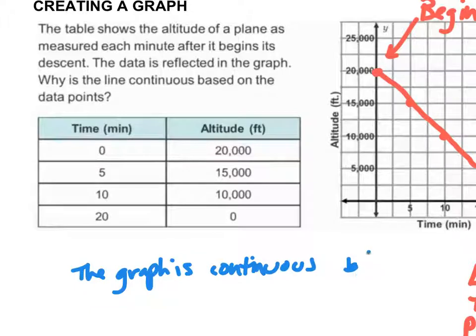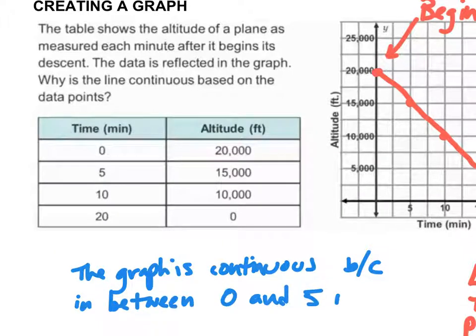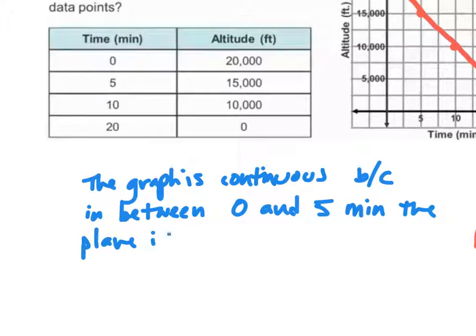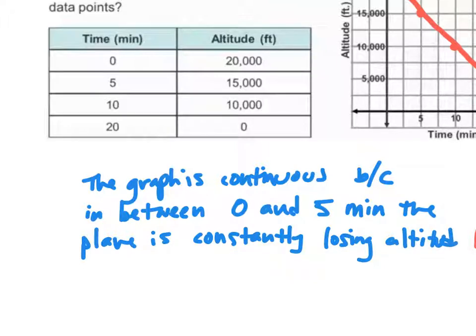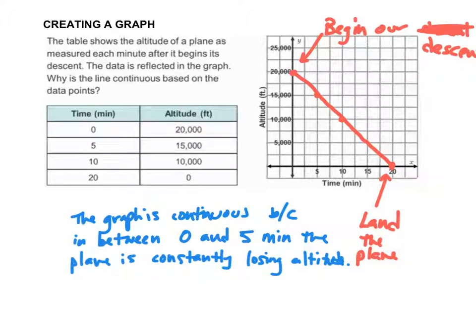because in between 0 and 5 minutes, the plane is constantly losing altitude. When you're in a plane, if our data points are 0 minutes, 20,000 feet, and then 5 minutes, 15,000 feet, we're going to have to pass through all those other altitude points to get to 15,000. That's why we have this graph here that goes through all those points. That's why it's continuous.